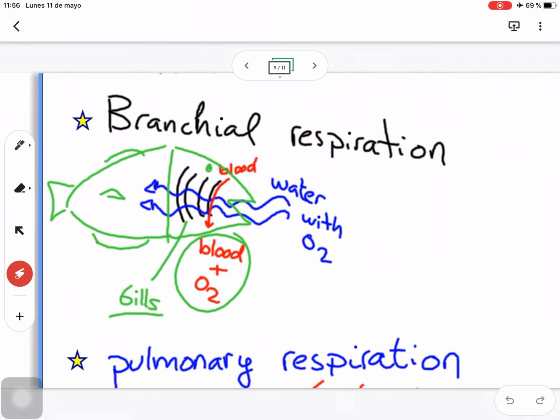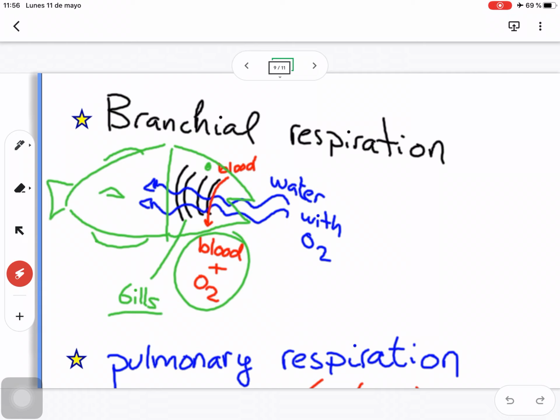The next respiration is bronchial respiration. It's used by fish. The organs that they use are called gills, and these gills can extract the oxygen that is inside the water, and they put this oxygen inside the blood. So the blood comes to the gills without oxygen and then goes out of the gills with oxygen, inside the circulatory system, of course.